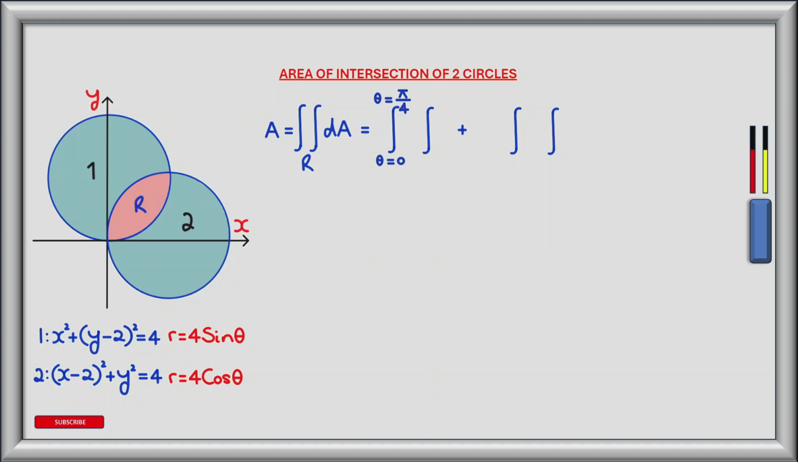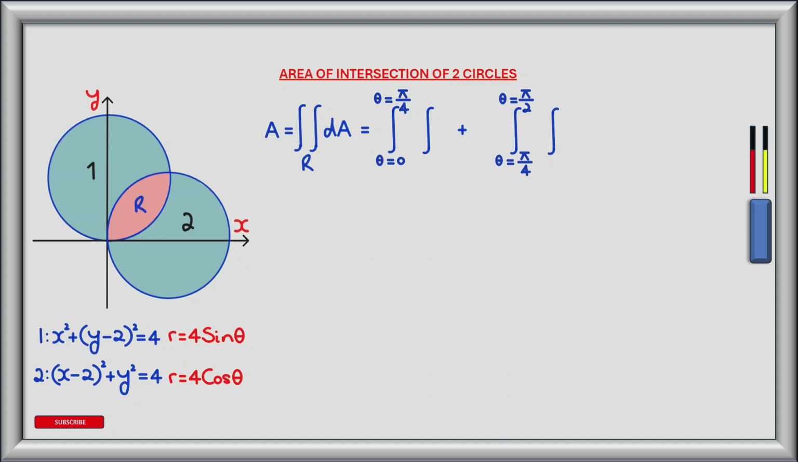In the first sector, theta started at 0 and continued to where theta was equal to pi by 4 radians. These form the limits of integration of the outer integral of our first double integral. We then saw that the second sector began where theta was equal to pi by 4 radians and continued to where theta was equal to pi by 2 radians, these forming the limits of integration of the outer integral of our second double integral.